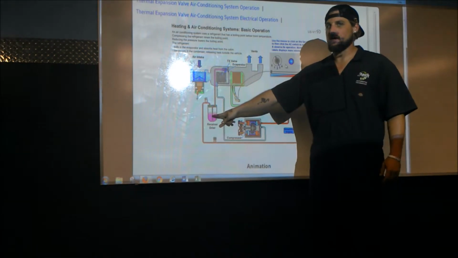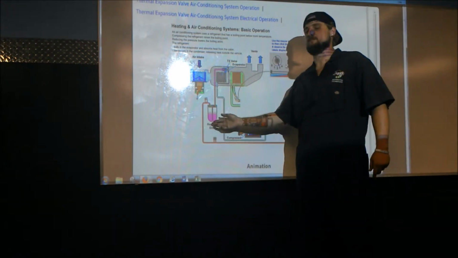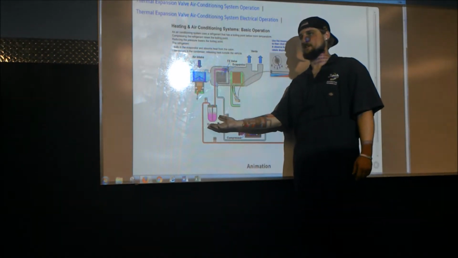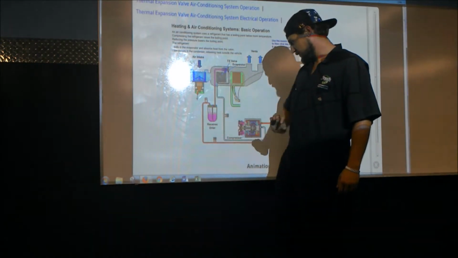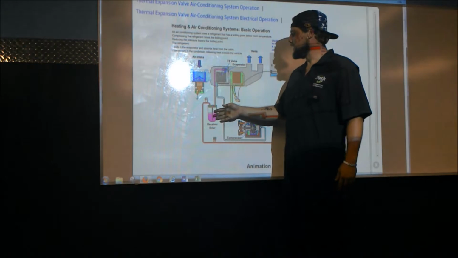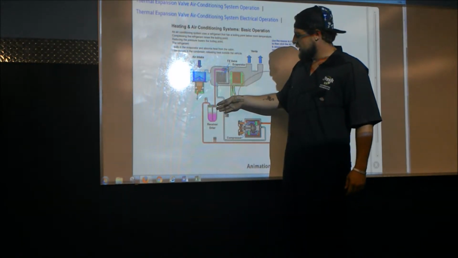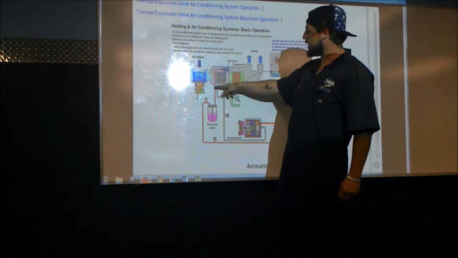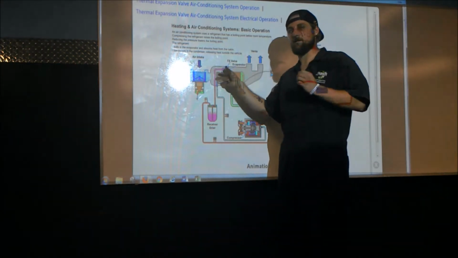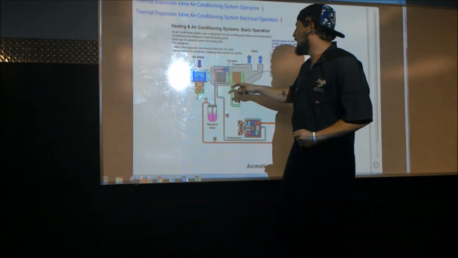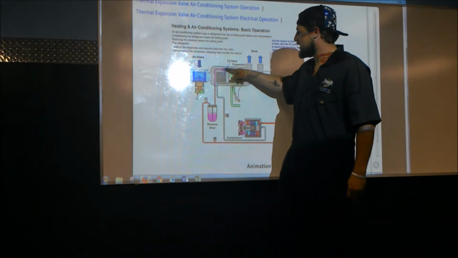The receiver dryer has desiccant material in it, so it sucks water out of the refrigerant. Liquid refrigerant comes up from the receiver dryer into the thermal expansion valve, which atomizes it into a vapor and sends that vapor into the evaporator core.